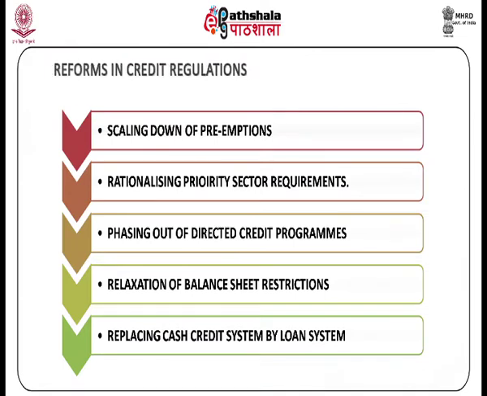The reforms in credit regulation have shifted the focus from micro-regulation to macro-management. This has involved, first, a scaling down of preemptions in the form of statutory stipulations, second, rationalization of priority sector requirements, third, phasing out of directed credit programs, fourth, relaxation of balance sheet restrictions to improve the credit delivery system. Fifth, the gradual replacement of cash credit system by a loan system of bank lending. Sixth, phasing out of on-tap treasury bills. And seventh, liberalization of investment norms for banks.